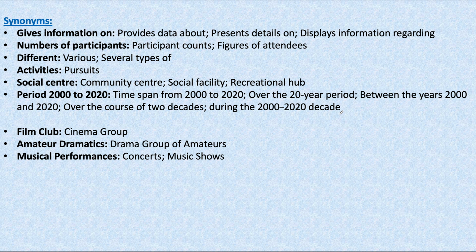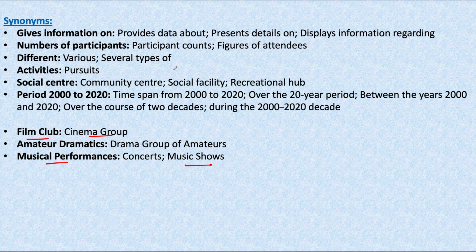Along with these, we have names of activities in the question. Change the names of any of the categories in the question only if you're very sure that the meaning will not get changed. Otherwise, leave the names as they are. So they're very specific names. It's best to leave them as they are. I'll only use synonyms where I'm sure the meaning stays the same, like changing film club to cinema group or musical performances to music shows. The rest of the category names I will not change.